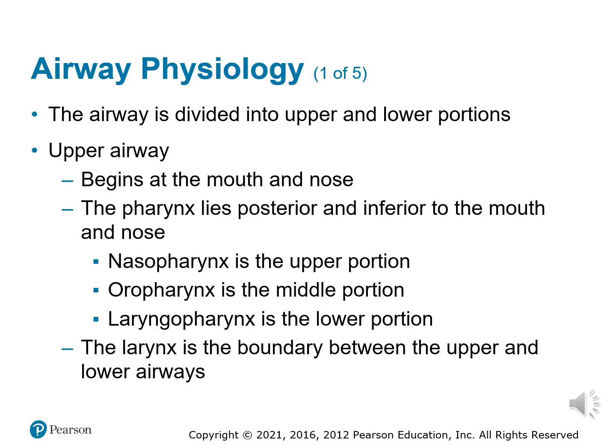In this section, we're going to talk about airway physiology. The movement of air into and out of the lungs requires an intact open airway, or a patent airway. This means that the airflow is unobstructed and capable of moving air freely in its path.